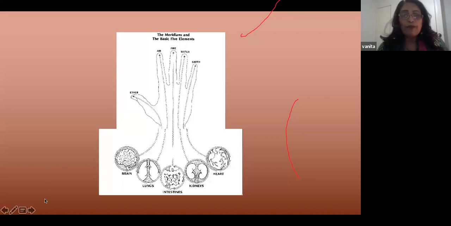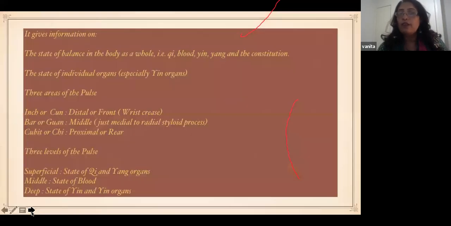So if you look at reflexology, you look at marma, you will very easily understand how the pulse works, because pulse is all based on marma, on consciousness, on awareness, and looking at the body from top to bottom. So it gives information of the state of balance in the body as a whole, that is Qi, blood, yin, yang, and the constitution.